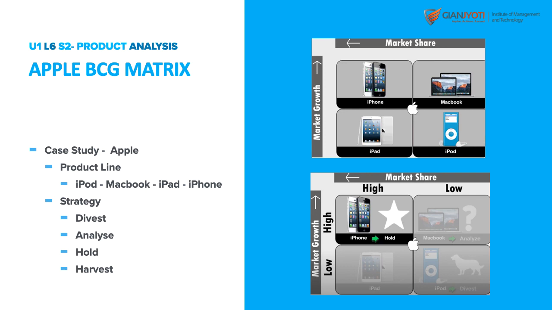So the last one is your iPhone. iPhone is in the star box. That means the market growth is there and the market share is also increasing. So we'll hold on to that. So that is the strategy which we can use using the BCG matrix.